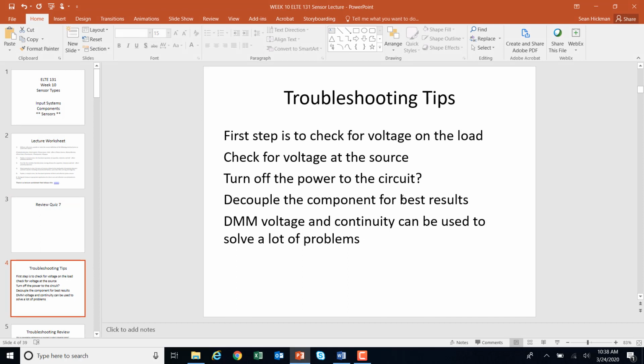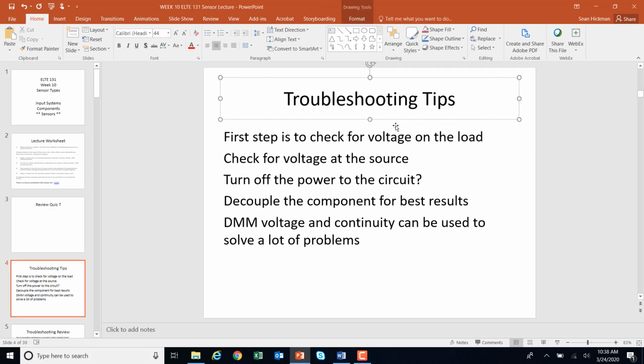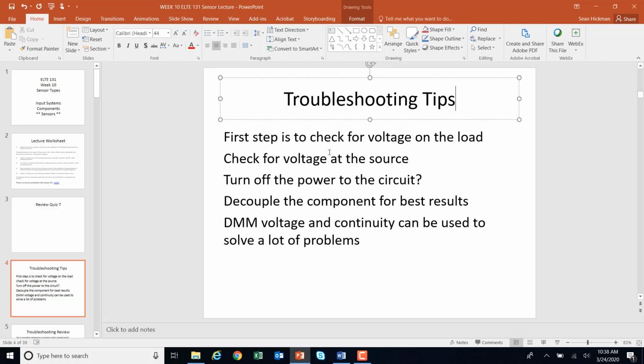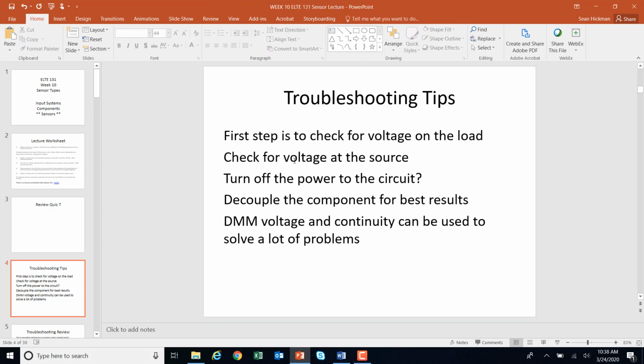So when you're troubleshooting, probably the first step is to check for voltage on the load. If you have voltage on the load, well, you're in business. You just probably have a bad load, and that's a quick fix likely. If you don't have voltage on the load, maybe you should check for voltage at the source. If you don't have any voltage at the source, well, then maybe you've got blown circuit breaker fuses, something else.